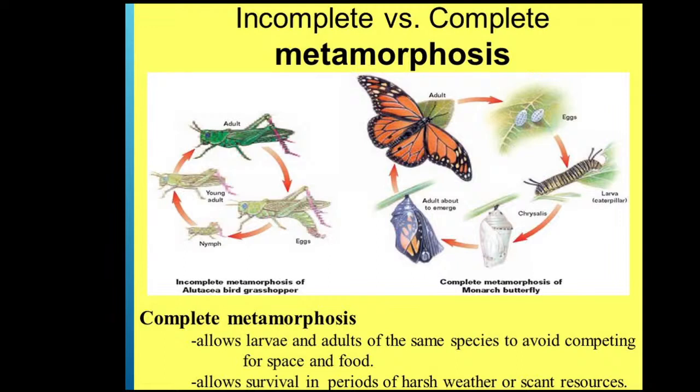The incomplete metamorphosis includes three stages: egg, larva or nymph, and adult. The incomplete metamorphosis is characteristic of such parasitic insects as bugs and lice. A complete metamorphosis includes four stages. These are egg, larva, pupa, and adult. The complete metamorphosis is characteristic of parasitic insecta such as Diptera and fleas.